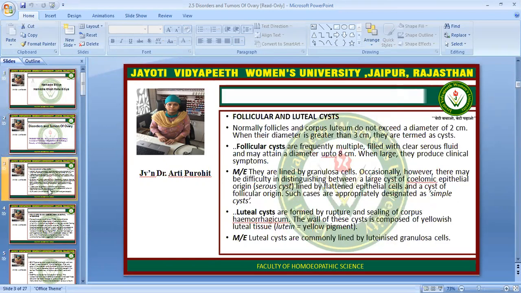Now we will start with our topic. There are many types of tumor in the ovary. This is a very long and important topic. Just listen carefully. First is the follicular and luteal cyst.